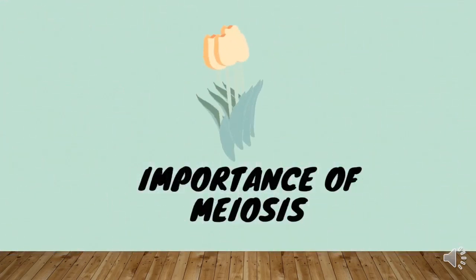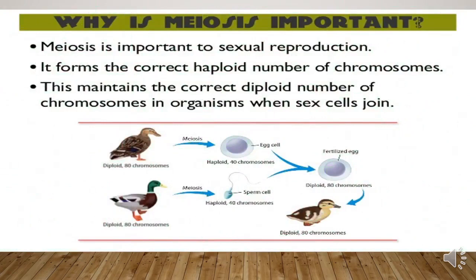Okay, after going through the chromosomes and the processes of spermatogenesis and oogenesis, let us now study the importance of meiosis. Why is meiosis important? Meiosis is important to sexual reproduction. It forms the correct haploid number of chromosomes. This maintains the correct diploid number of chromosomes in organisms when sex cells join.